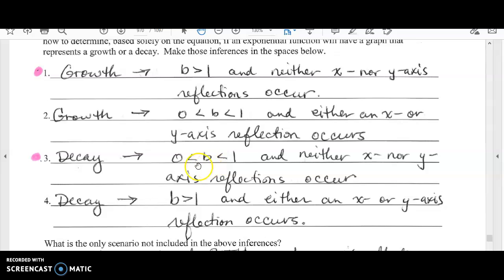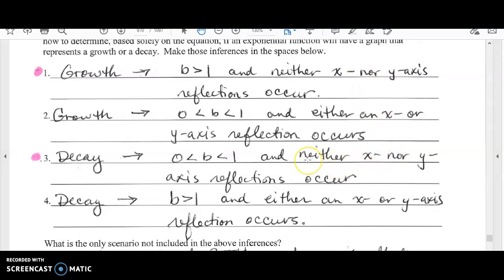It's when you get numbers that are smaller than 1 for decay. You may have even seen those in previous years with like half-life problems. If the base is smaller than 1, it's going down. So like a carbon dating problem would have the amount of carbon in a tree has a half-life of so many years. So the base is smaller than 1. So that's why we have no reflections on those two.